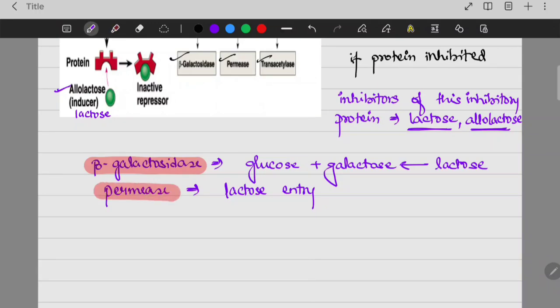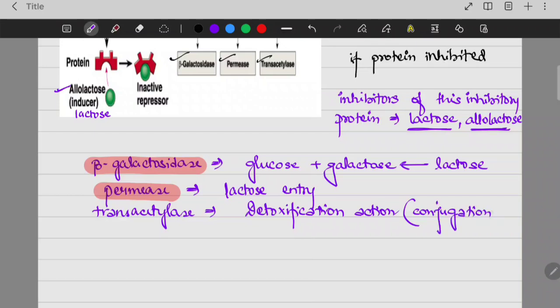Okay. And the last one, that is transacetylase. Now here we know that acetylation is a secondary conjugation reaction. So there is modification after the metabolism of lactose to the metabolites, so that there is detoxification, or else the metabolites which are forming will be toxic for the cell. So mainly detoxification action by conjugation. Okay, so these are the functions of the beta galactosidase, permease and transacetylase.